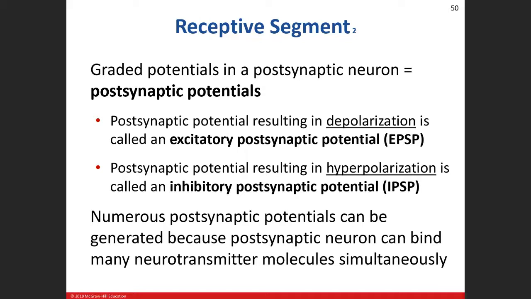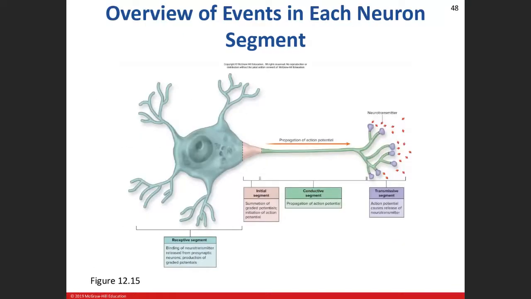Remember, our goal in our neuron is to create an action potential. Where does that action potential occur? Where do we create the action potential? I'll even throw the map up there for you. Where does it happen? The axon hillock, right here. That's the initial segment. This is the receptive segment here. So if we have another neuron that is creating a graded potential here, it's got to make its way all the way to here.